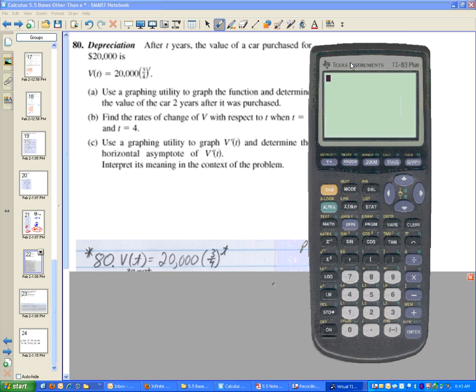And let's see. I'm going to change the window first because I'm going to forget to if I don't. All right, so we're going to need our Y value to go up to 20,000. We can start with X at 0. Going to 10 is probably okay. We'll start with Y at 0 and make that maximum 20,000. I don't remember what to do with the Y scale and the X scale. Let's see if we leave it alone. Maybe that'd be okay.